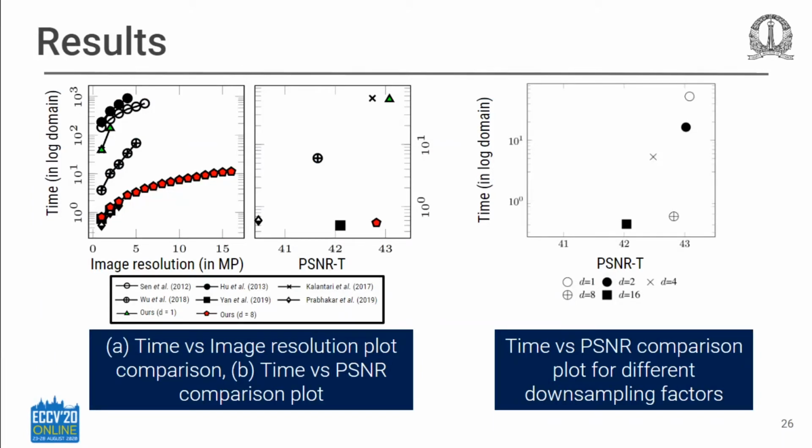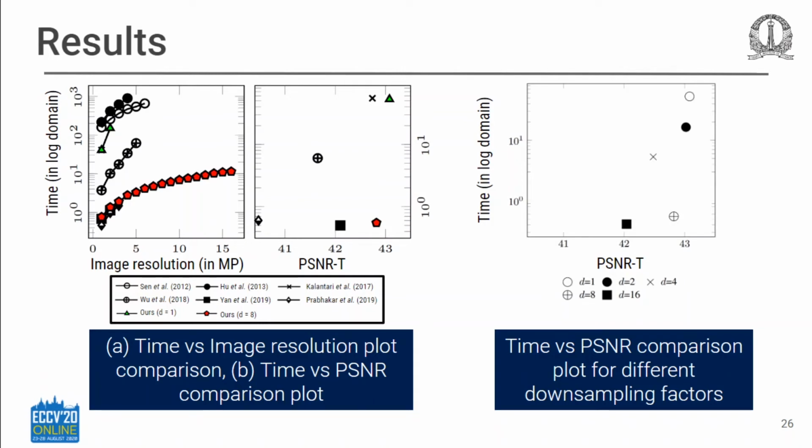In the leftmost graph, we compare the running times of 7 methods for different resolutions from 1 to 16 megapixel. The non-deep methods by Sen et al. and Hu et al. take up to 468 seconds and 893 seconds respectively to fuse a 4 megapixel sequence. Among the deep learning based methods, Wu et al.'s method takes up to 10 seconds to process a 1 megapixel image and can only support up to 5 megapixel. Comparatively, our proposed method with D equal to 8 can fuse 16 megapixel images in 11 seconds on an 11 GB GPU.